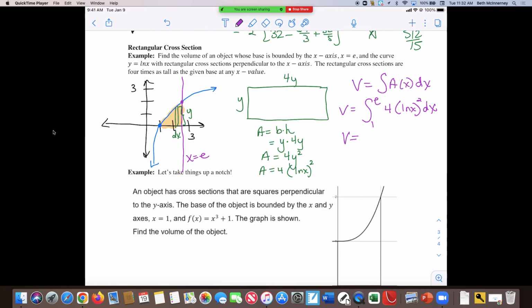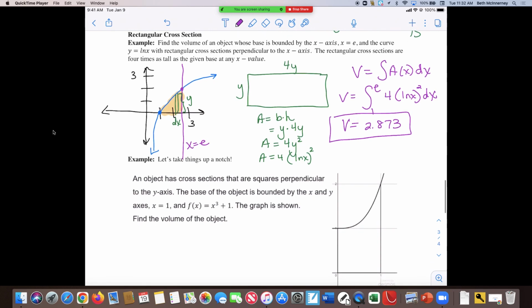All right. I got 2.873. For those of you that got there, did you get the same thing? Awesome. All right. So that is a rectangular cross section. Now, if you notice on this one, it said the rectangular cross sections are 4 times as tall as the given base. You have to be told something about the height of the rectangle because it's not a square. Or if you have the square, you know it's side times side. So you need other information if it's a rectangular cross section.